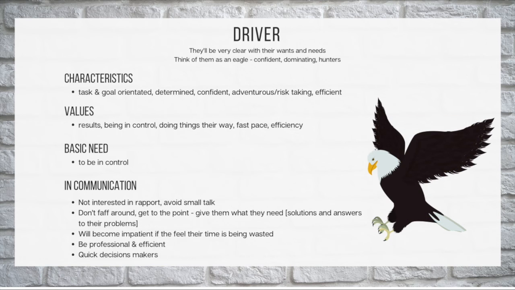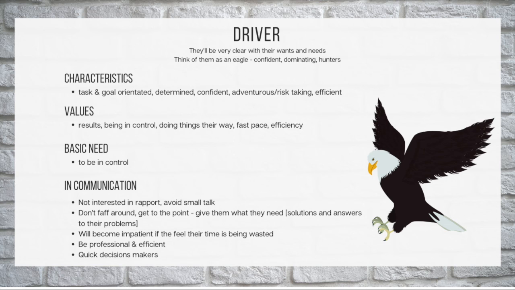Our final one is a driver. So thinking back to that axis, they're highly assertive, so they're going to tell, but they're quite low in responsiveness. So they've got very good emotional control. These people, they're just going to tell you straight away what they want. They're quite direct. Think of them as an eagle, so very confident, dominating, and hunters.